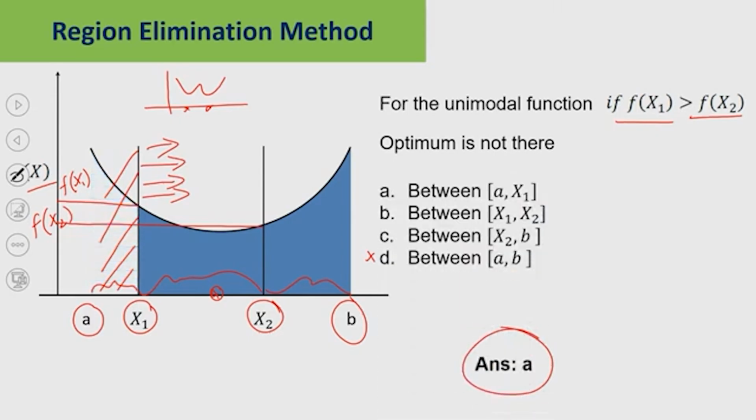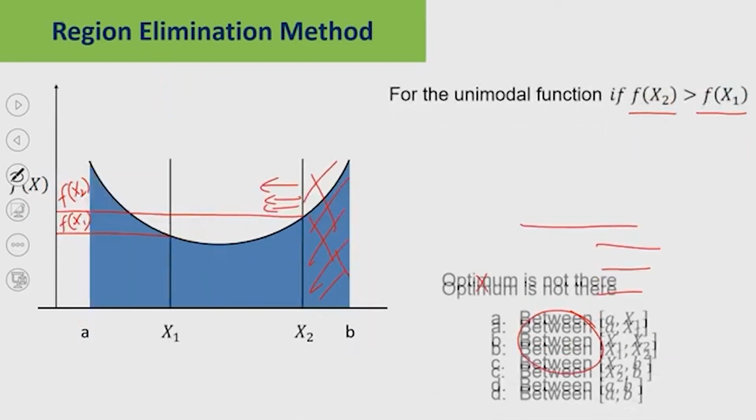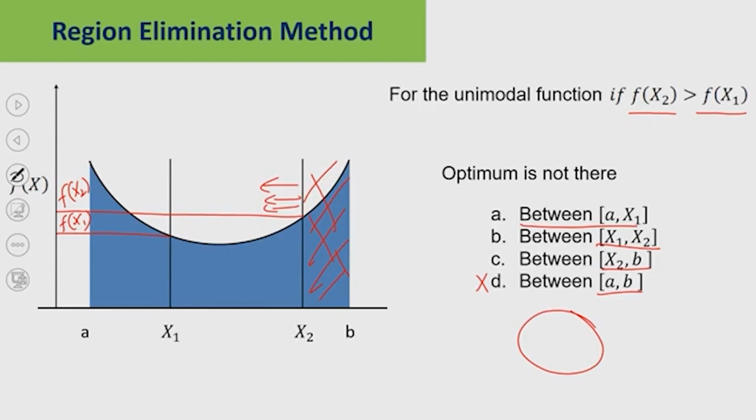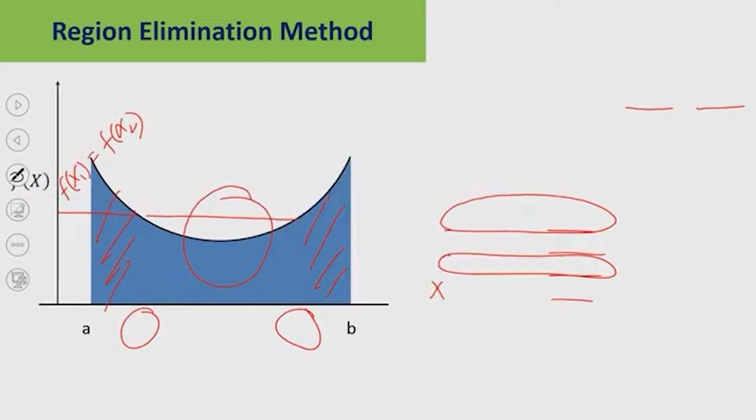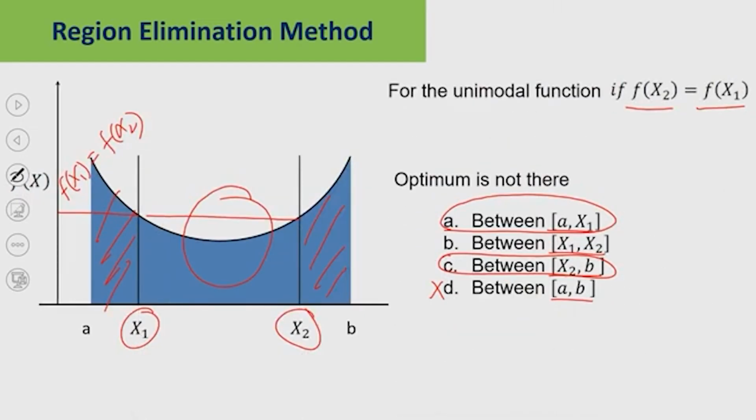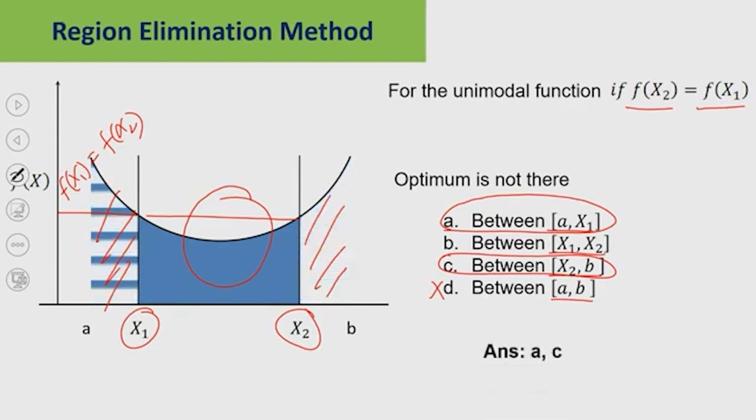So, what I can do basically is eliminate the region between a and x1. By comparing the function value at 2 points, I can eliminate some of the region. Similarly, for the second one, by comparing these two function values at x1 and x2, in this case f of x2 is greater than f of x1, so I can eliminate this particular region. Similarly, if f of x2 is equal to f of x1, in that case I can eliminate both regions. So, these rules we can apply and eliminate the region where optima is not there.